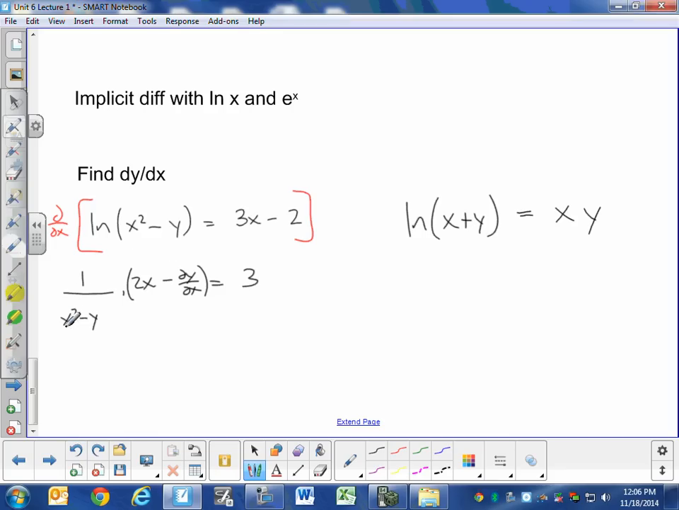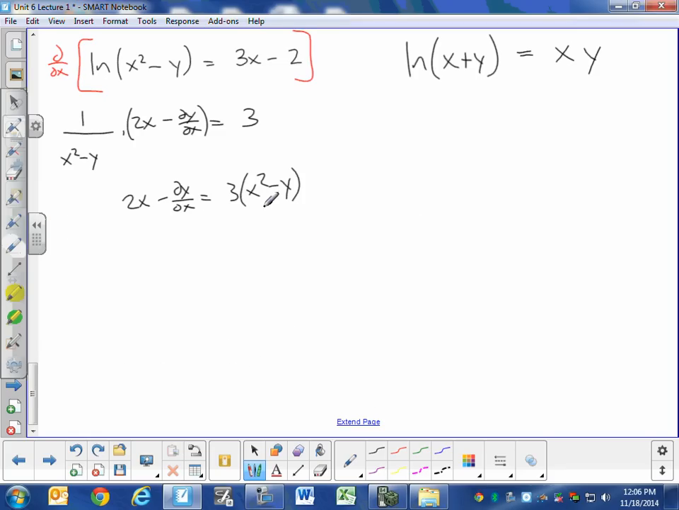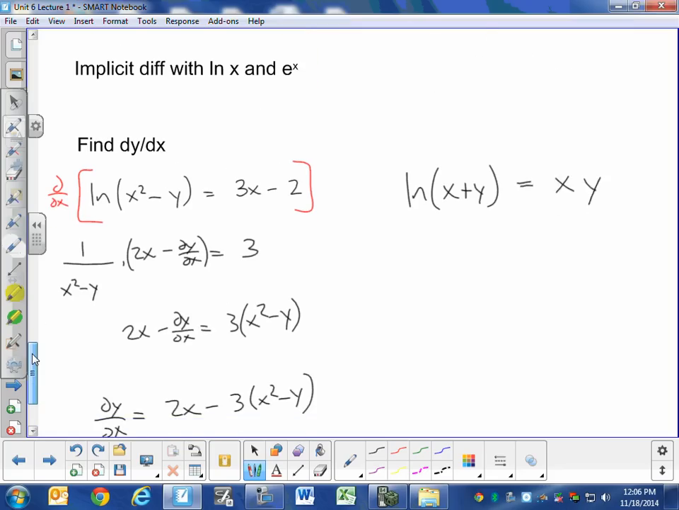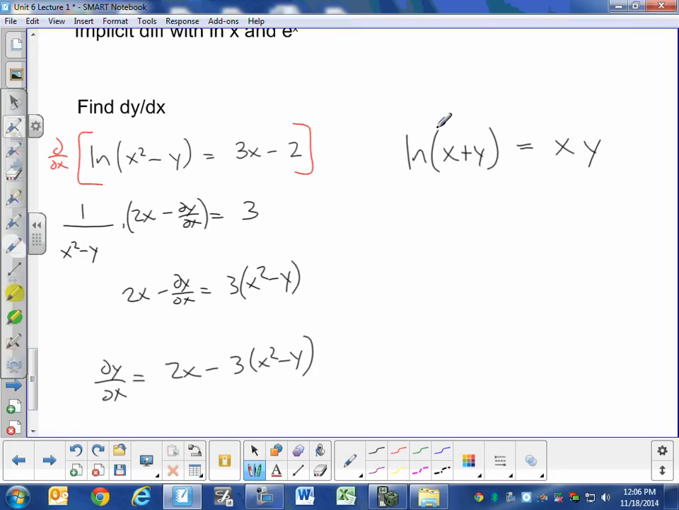I'm going to multiply both sides by x squared minus y. I have 2x minus dy/dx equals 3 times x squared minus y. Then maybe I can add dy/dx and subtract that to get dy/dx is equal to 2x minus 3 times x squared minus y. Okay, that's the derivative. You did it.